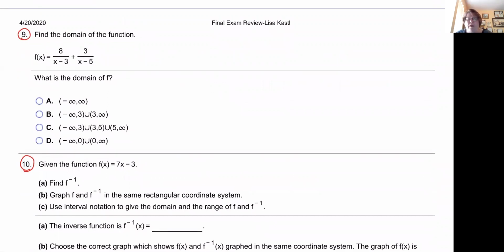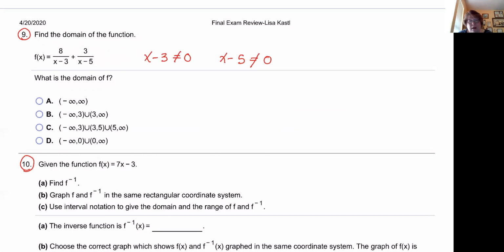When we have a rational function like this, and this is a rational function because we have variables in the denominator of our fraction, remember that you cannot let the denominator of a fraction be 0. 0 in the denominator of a fraction is undefined. So x cannot be 3, or x minus 3 cannot be 0. It can't. And x minus 5 also cannot be 0. You cannot let the denominator of a fraction be 0.